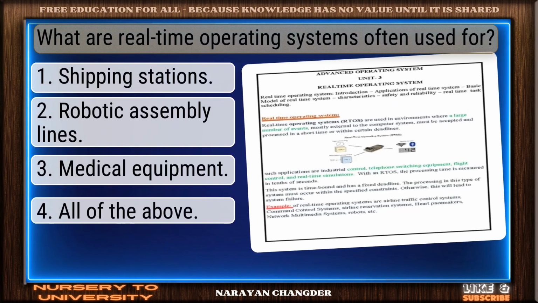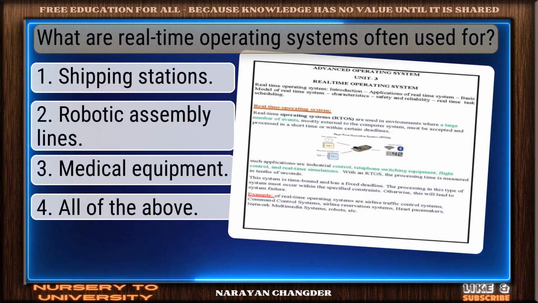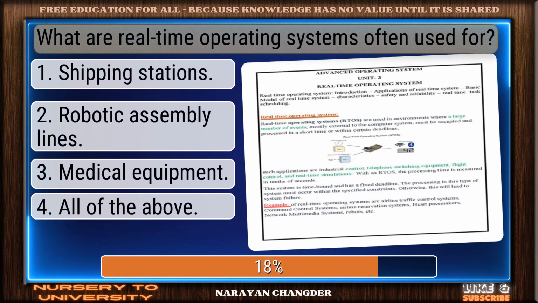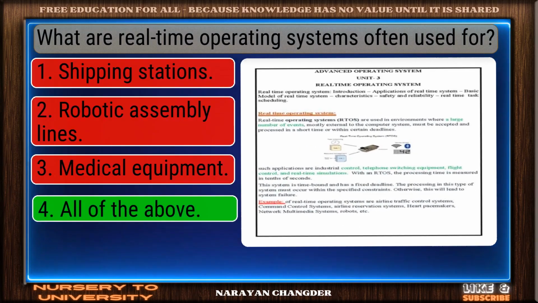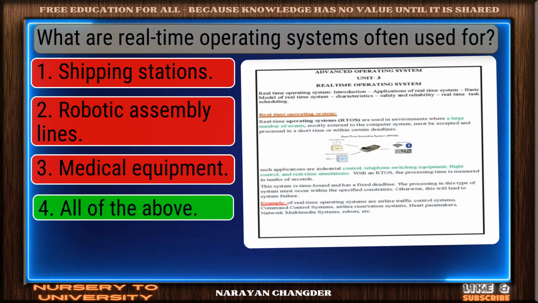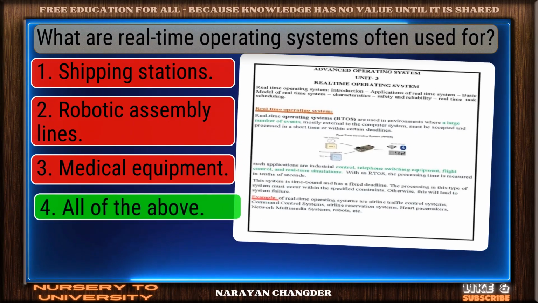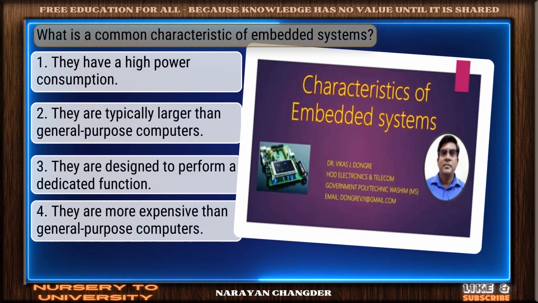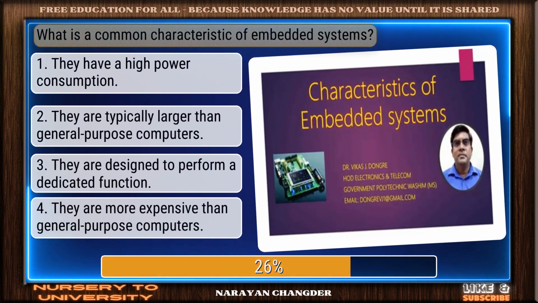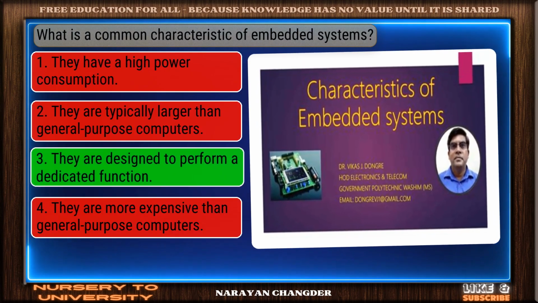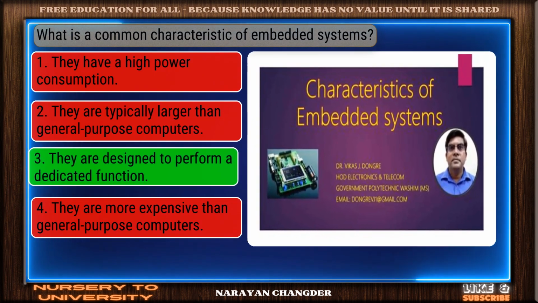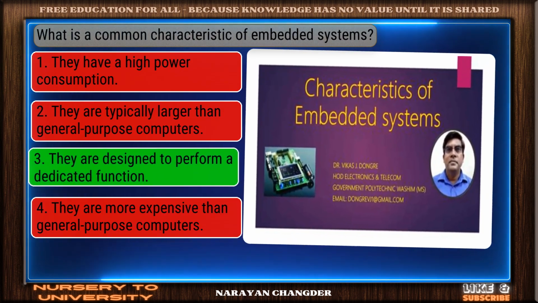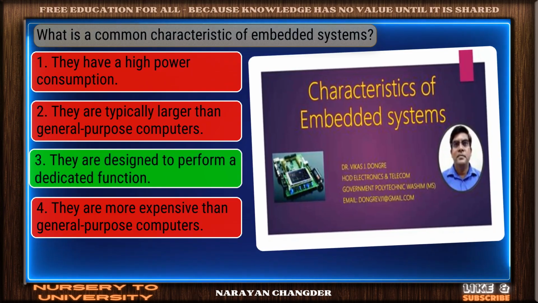Question number 15. What are real-time operating systems often used for? Good thinking. All of the above is the right answer. Question number 16. What is a common characteristic of embedded systems? Clear logic. Your choice, they are designed to perform a dedicated function, is sound and 100% true.